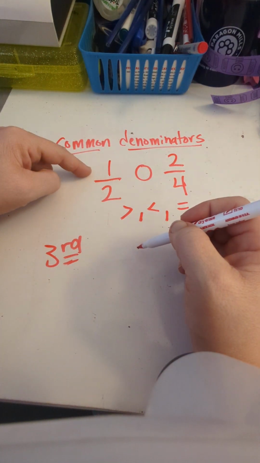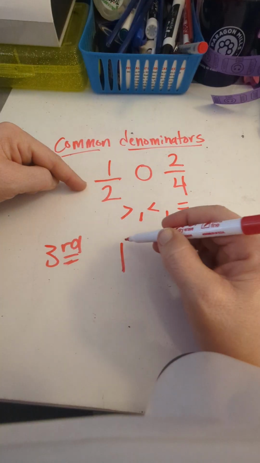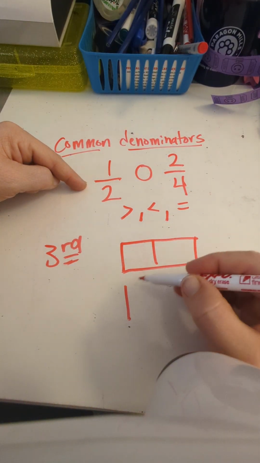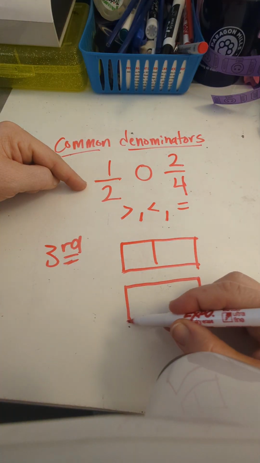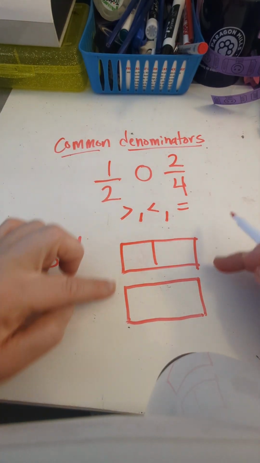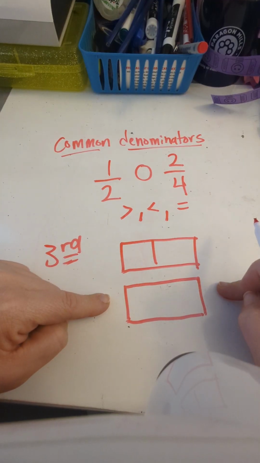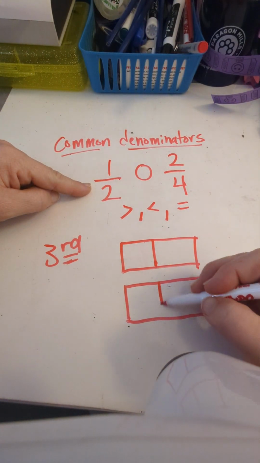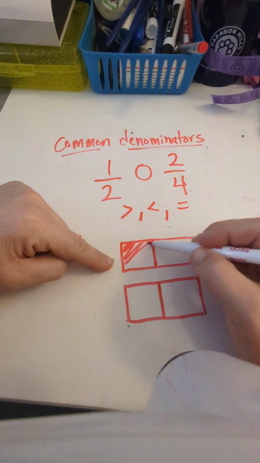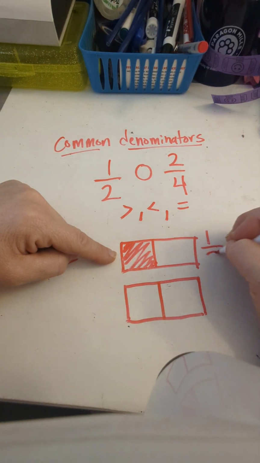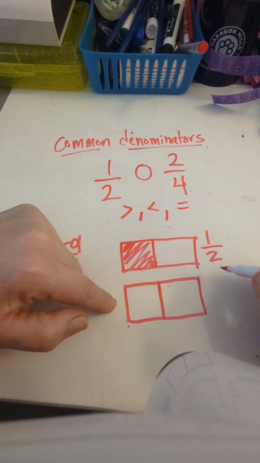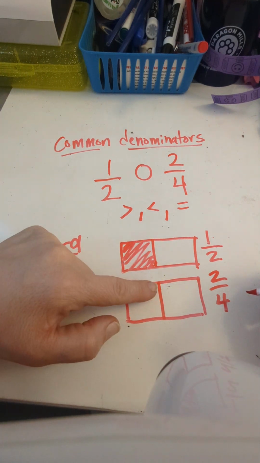So if I want to compare 1/2 and 2/4, I could make a model. Now remember, the important part is the models have to be the same size. They have to be relatively the same size and shape. So if I'm comparing 1/2 and 2/4, I can say, okay, here's 1/2 because it is one piece shaded in out of 2 pieces total. And if I'm going to make this one 2/4, I want to make it look similar.